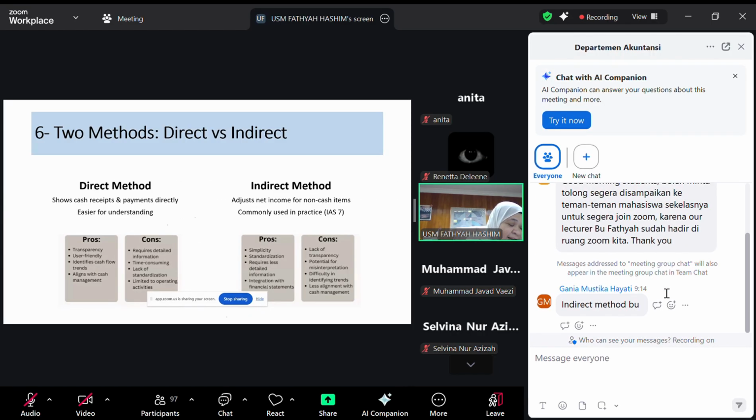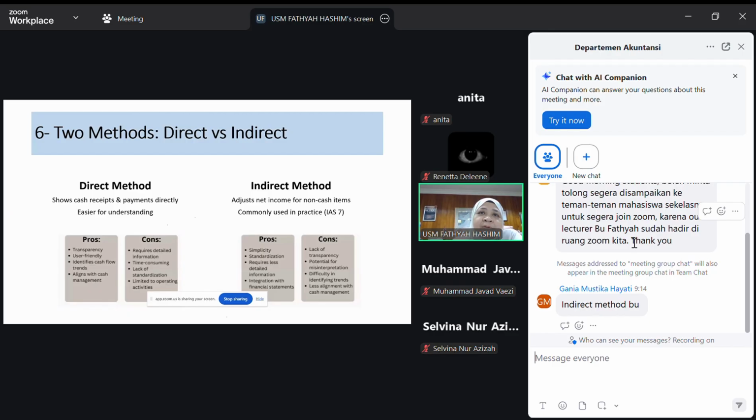You have chosen that the indirect method is better or easier for you, because different accountants or different companies might have different preferences, right? It depends. So if you have actually learned about the cash flow statement, as what Bu Anita mentioned just now, by now you should be able to choose which method is easier for you. It can be difficult for others, right? Because humans are not homogeneous.